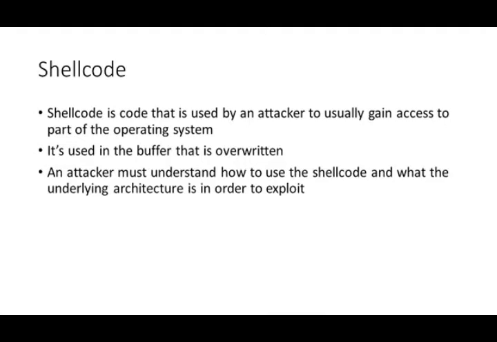So shellcode is defined as code that is used by an attacker to gain access to certain parts of the operating system. It is used in the buffer that is overwritten. So here we have our buffer space, our 1 byte. It's going to be executed in this memory location, the one right next to it, that is executing something else that is not part of our program.